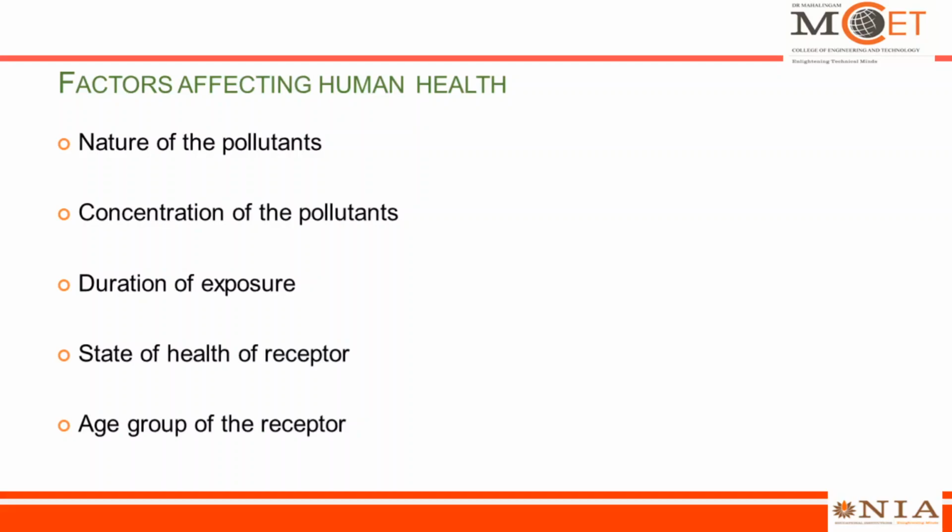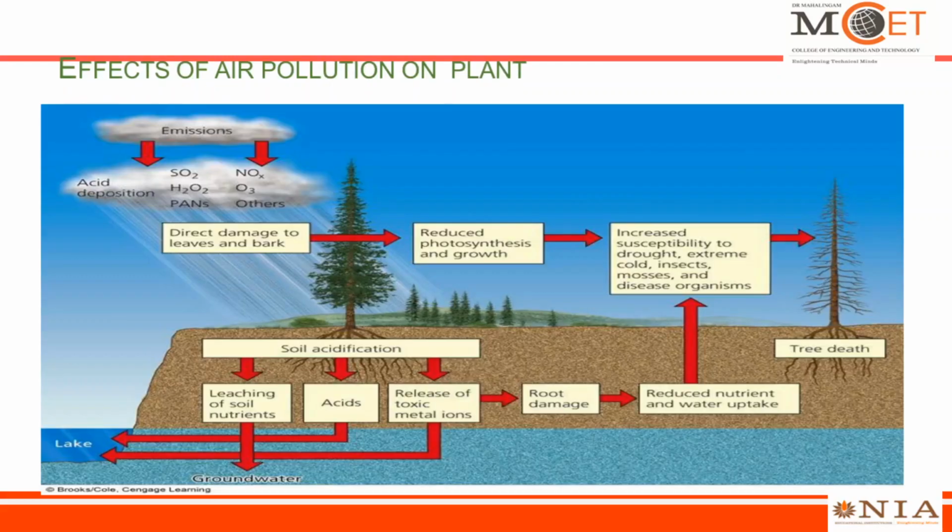So it is not only the inhalation of the pollutants, it also deals with the concentration he or she is inhaling, for how much time he is exposed to those pollutants, what is his health condition while inhaling those things, and at what age group he is at present, meaning to say what is the level of his immunity, right? So that's what they want to say by age group.